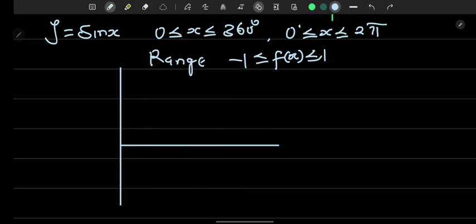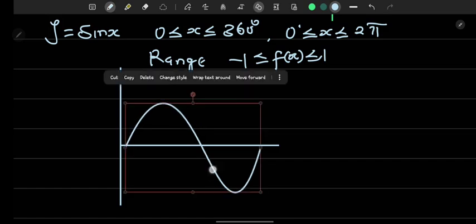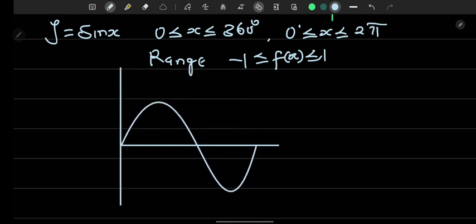Sorry, this is cos. Is this correct? No. Okay, let's try to do something better. Good. So this is the graph for sine x.